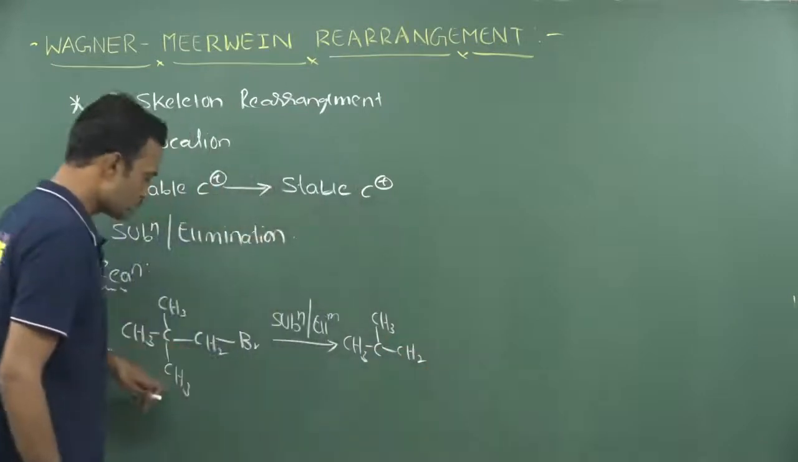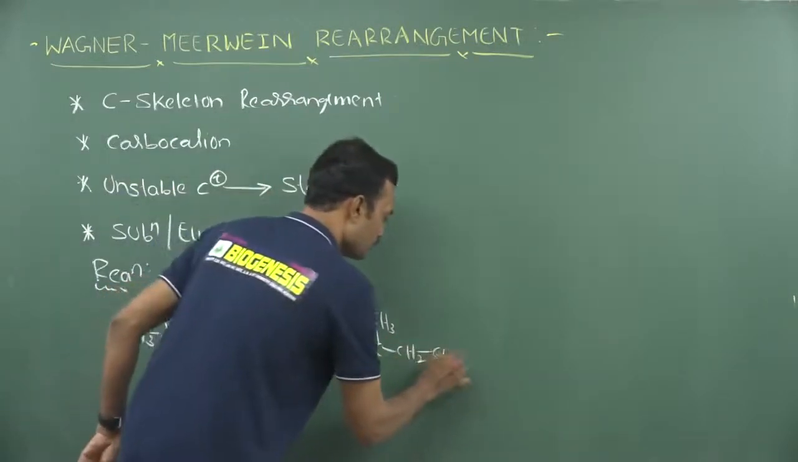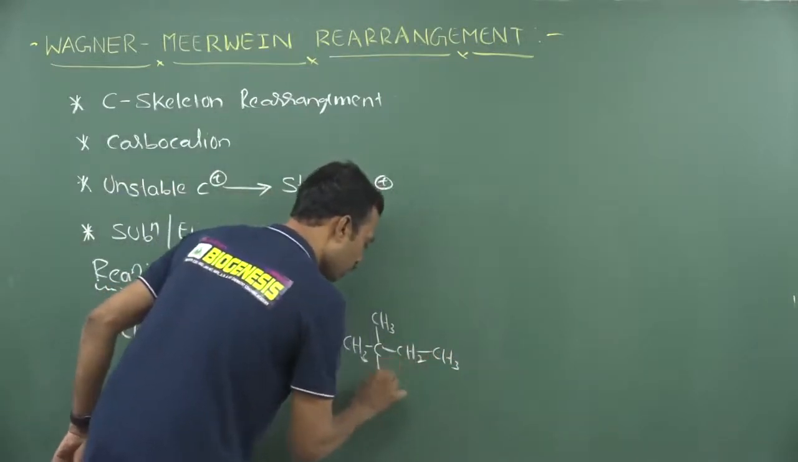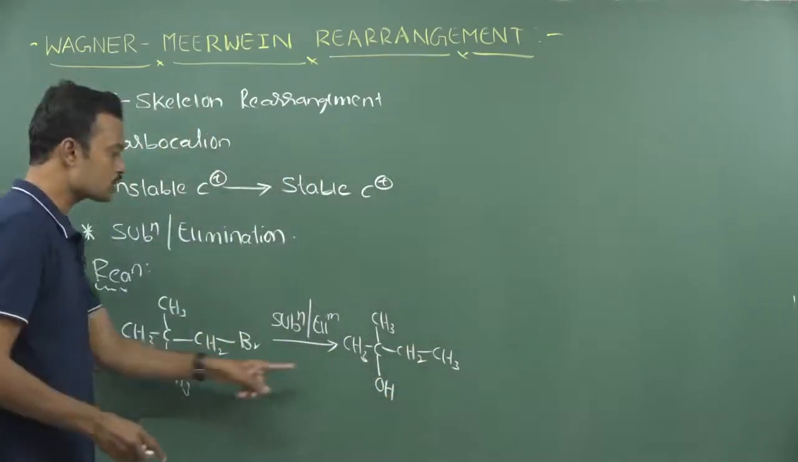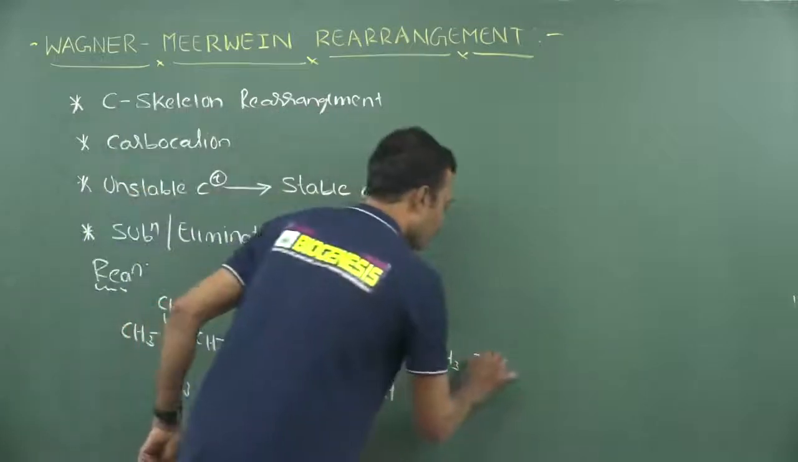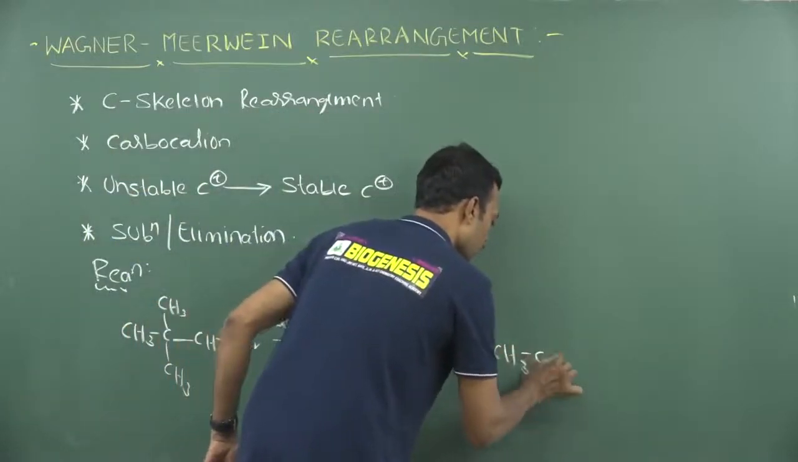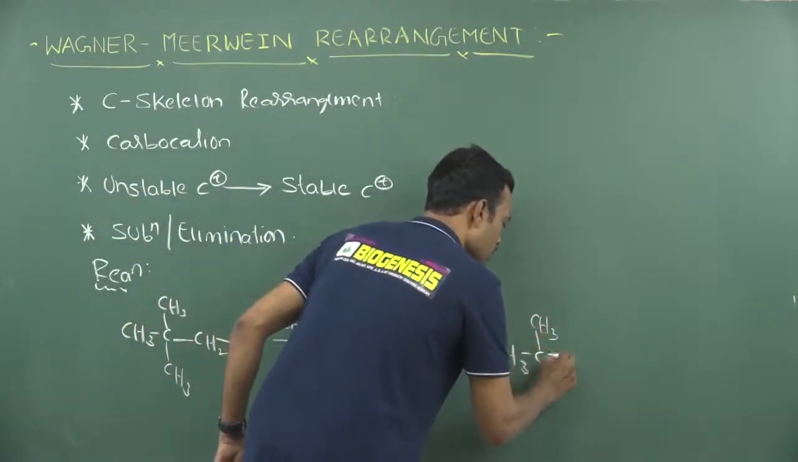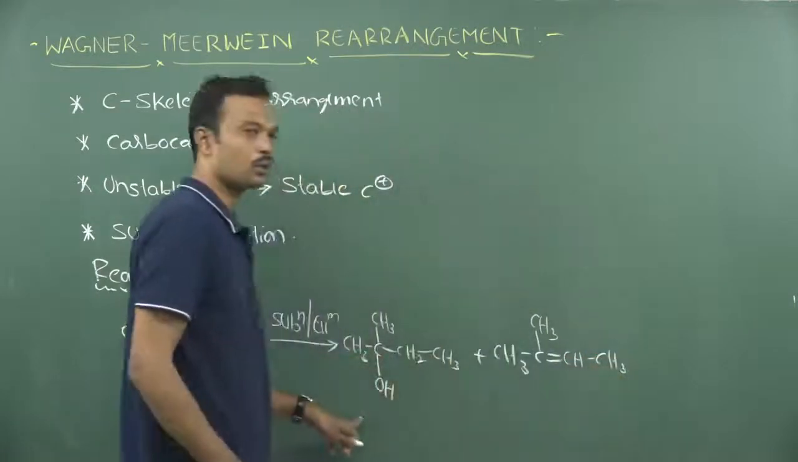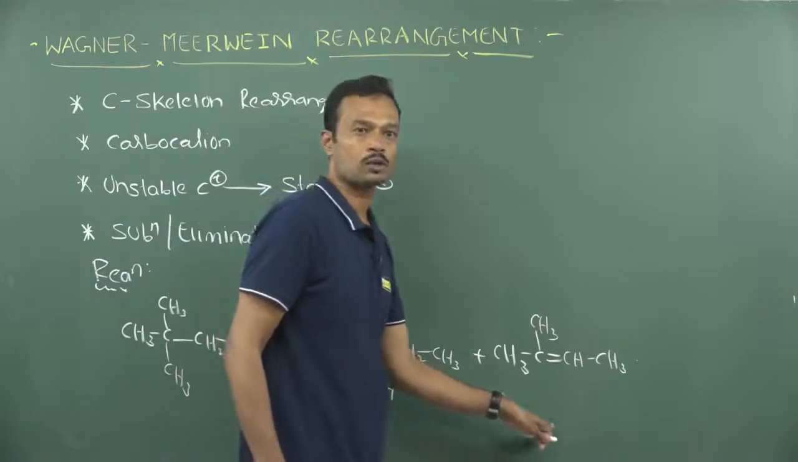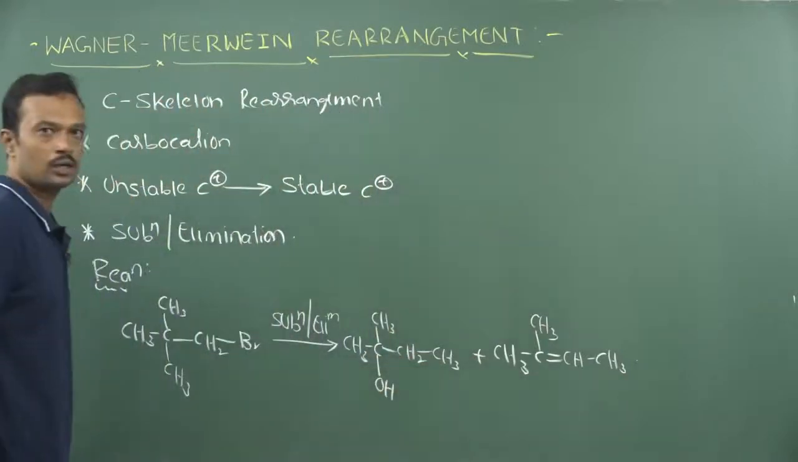So, the CH3 migrates to CH2 and finally there is a formation of a cation. Suppose you react with a nucleophile, that is substitution. The halogen is substituted by this nucleophile. And one more, you may also expect an elimination product. Elimination product means there is a formation of a double bond like this. So, this is the substitution product and this is the elimination product, which is known as Wagner-Meerwein rearrangement.